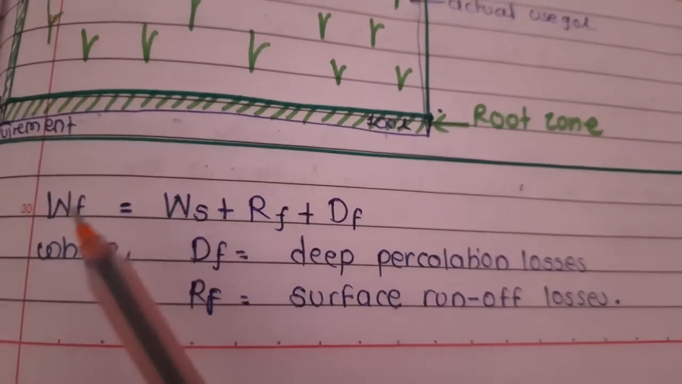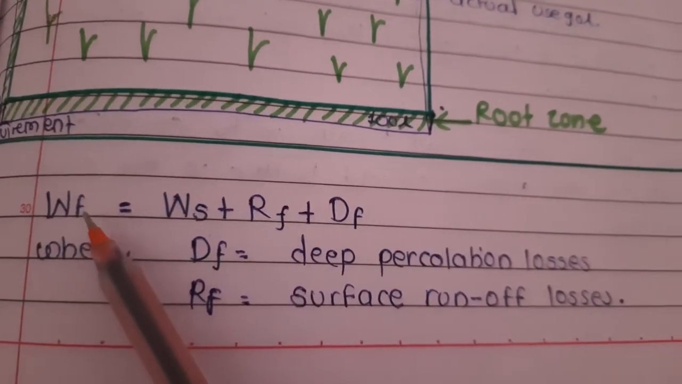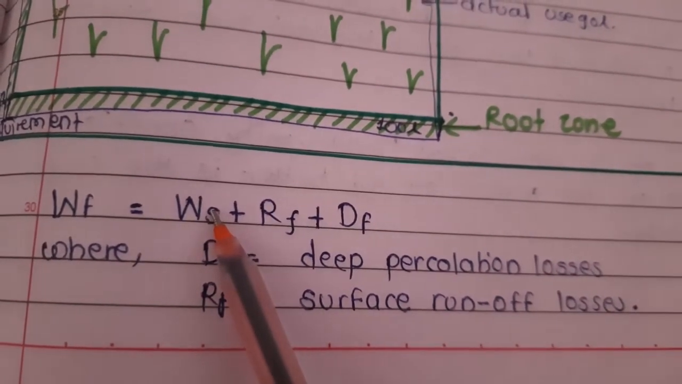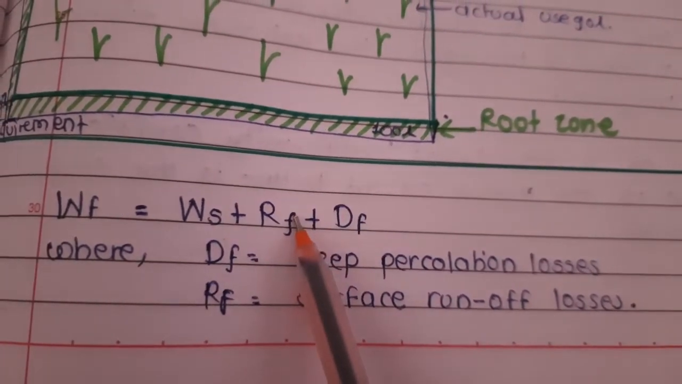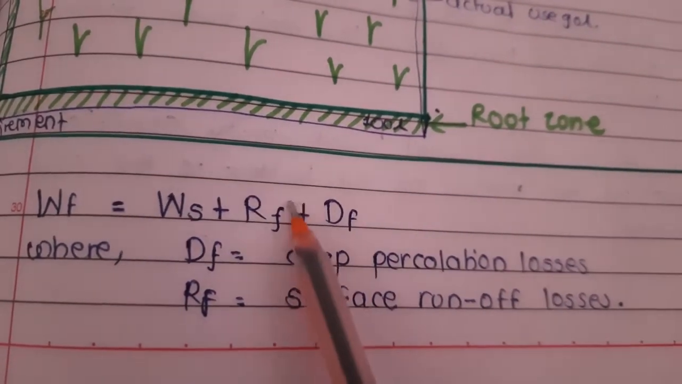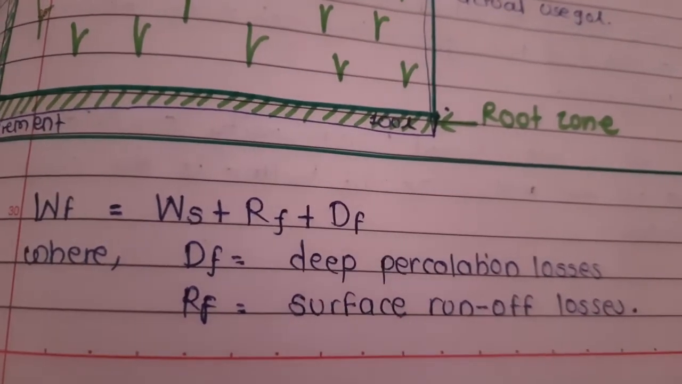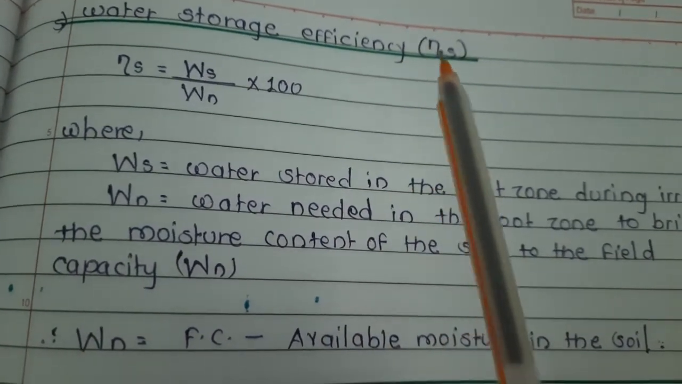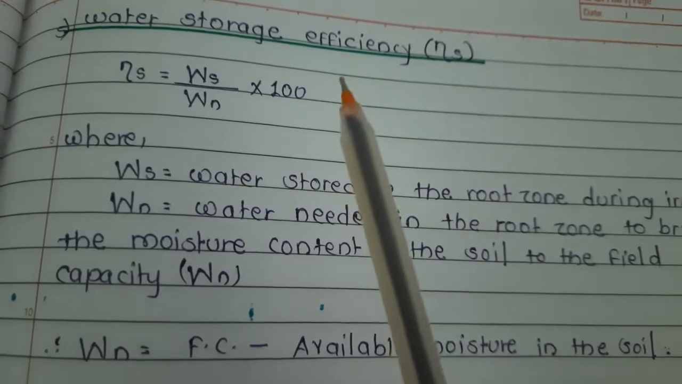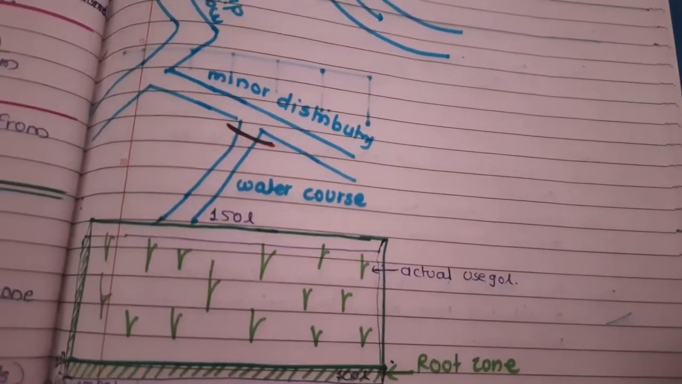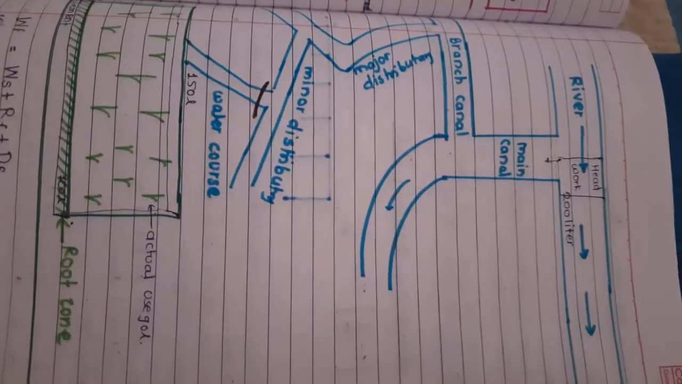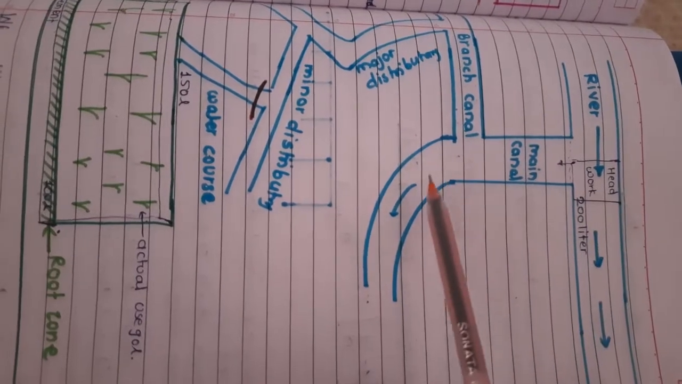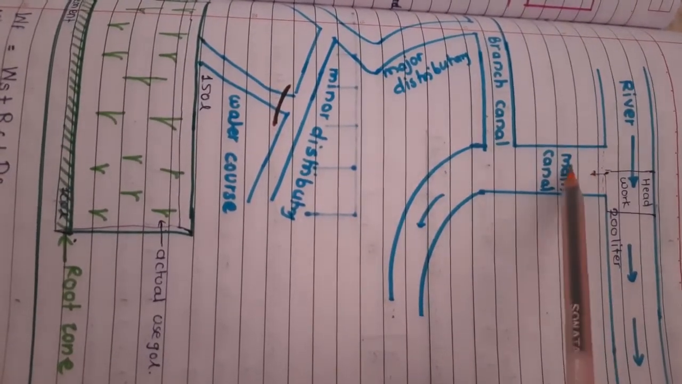Hence we can say water delivered to the farm is equal to water stored in root zone plus surface runoff plus deep percolation loss. Now the third one is water storage efficiency, eta S. Till now we observe this diagram: 200 liters of water is conveyed from canal to the field.